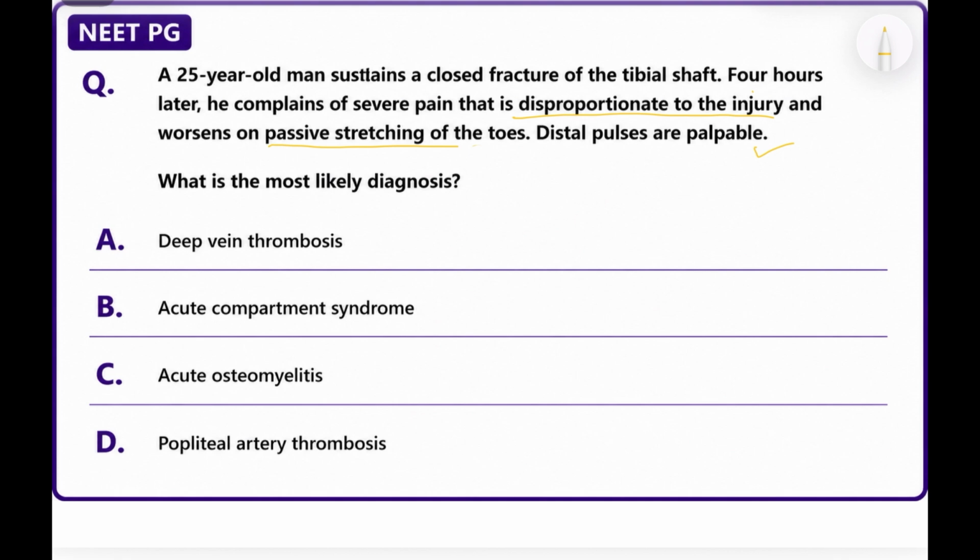So, whenever there is pain disproportionate to the injury and it worsens on passive stretching, and the distal pulses are palpable. Distal pulses are palpable because pulselessness is a late sign; distal things are not affected first. That's the reason it is palpable only. So, what is the diagnosis here? It's acute compartment syndrome. Fine. Now, let's go to another question.